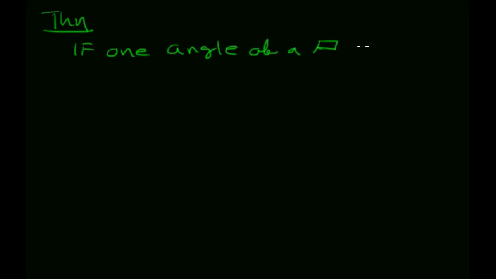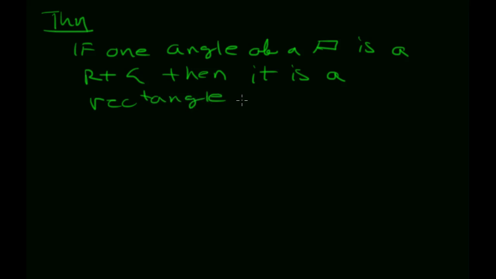Okay, we're going to hone in on conditions that we need for certain special parallelograms, namely rectangles and rhombuses. So let's get started here. We're going to start with the basic theorem. If one angle of a parallelogram is a right angle, then it is a rectangle.